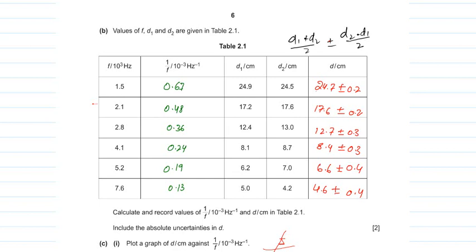Then we have d1 and d2, different values of d, and then we will get the difference in d's, with the absolute uncertainty. So d1 plus d2 over 2, plus minus d2 minus d1 over 2, right? So this will be the difference, this will be the gradient, so 24. Now we will need to check for 1.5, we will have something, right?